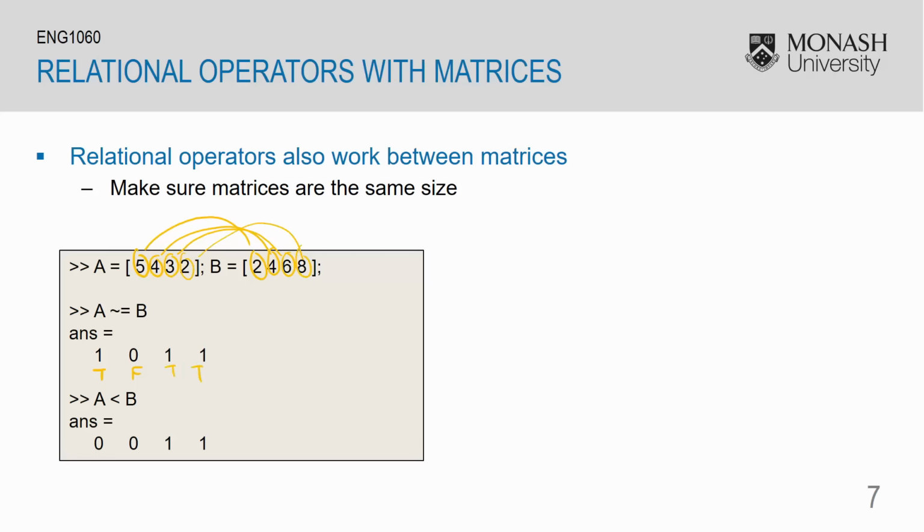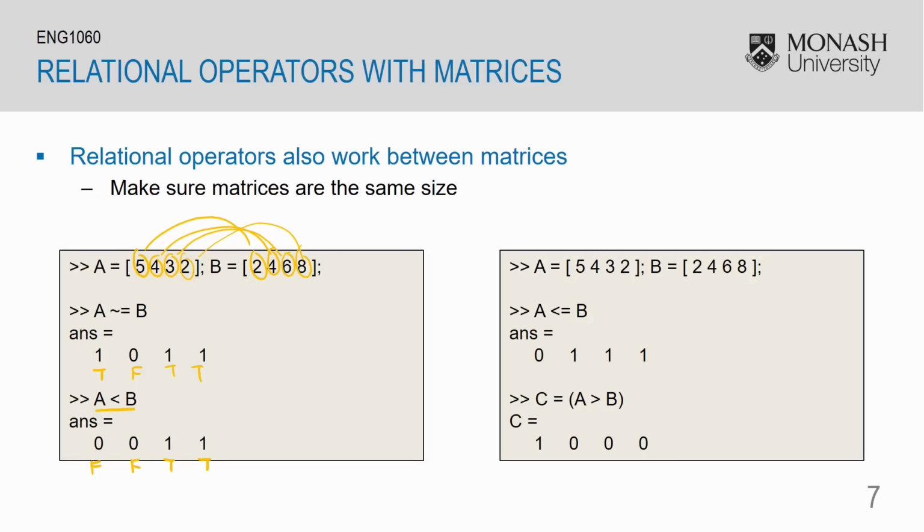When we're checking whether A is less than B, it will check the corresponding elements. So for the first one, 5 is not less than 2, so therefore you get false. 4 is not less than 4, false. 3 is less than 6, so true. And 2 is less than 8, true.